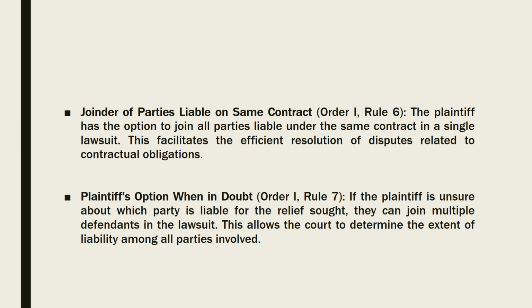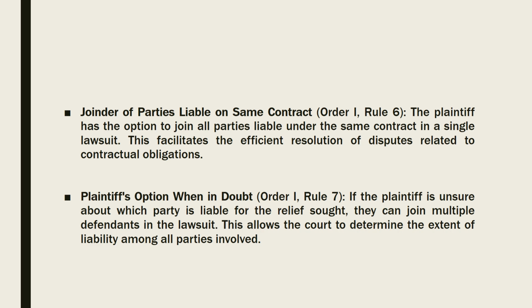Joinder of parties liable on same contract. Order 1, Rule 6. The plaintiff has the option to join all parties liable under the same contract in a single lawsuit. This facilitates the efficient resolution of disputes related to contractual obligations.